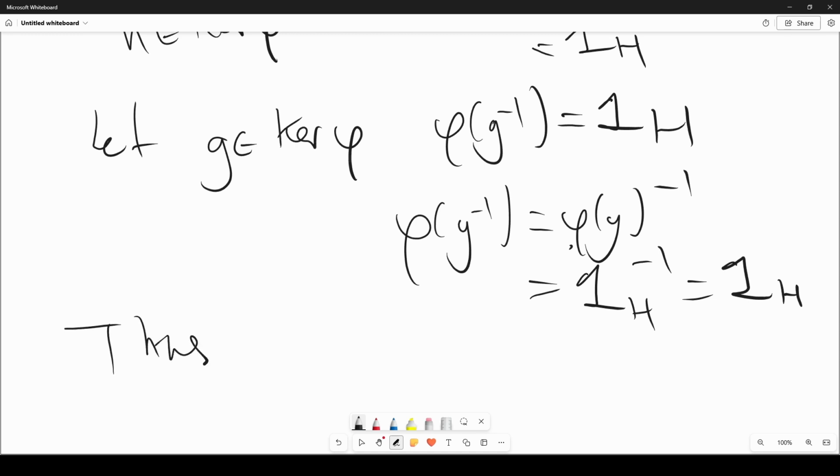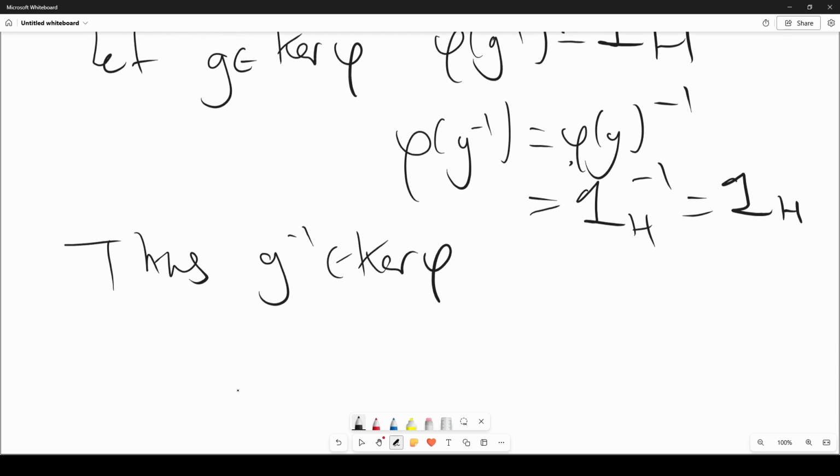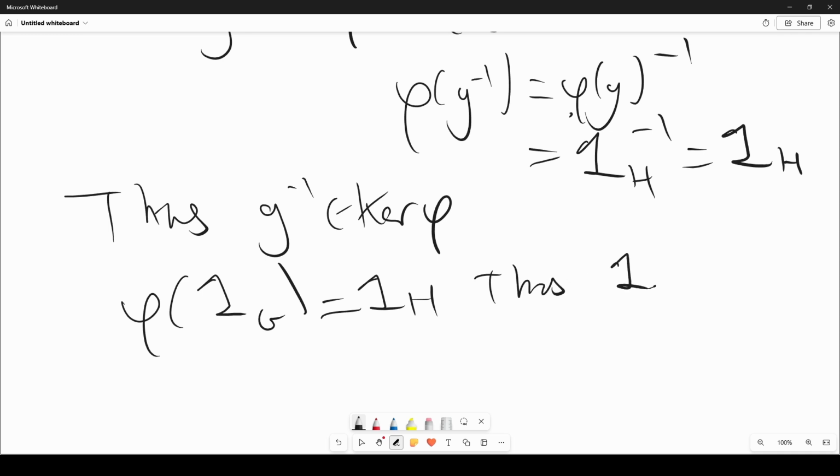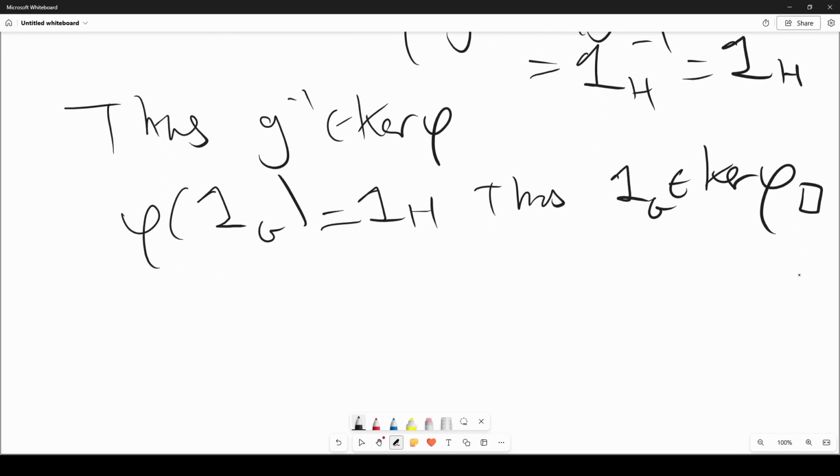Thus, G inverse must also be in the kernel of phi. The final thing we need to prove is that the identity is in the kernel, but we already know this. Remember one of the properties we proved, that phi of 1_G is 1_H. Thus, 1_G is in the kernel of phi. So the kernel of phi is a subgroup of G.